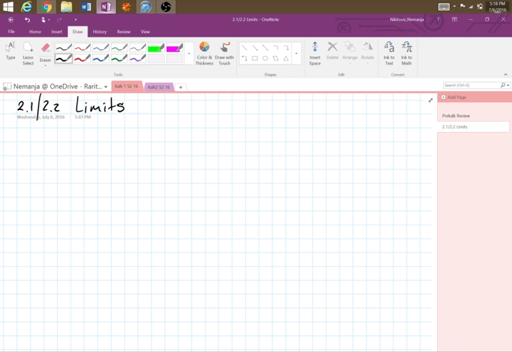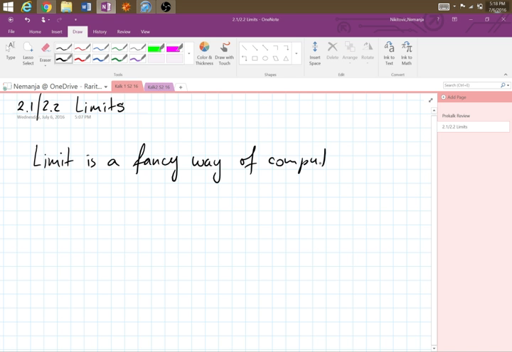Let's first say right out of the box that limits are a fancy way to compute function values. So we are looking for those y's provided x's. This is, obviously, an unofficial definition of the limit and what it does. A limit is a fancy way of computing function values.